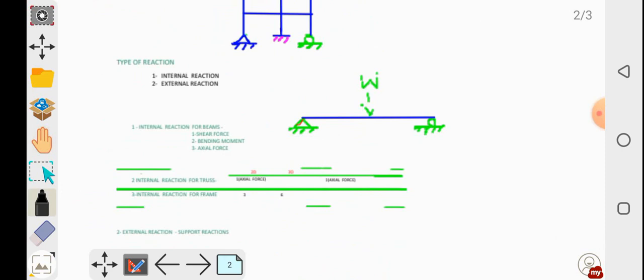One is internal reaction and another is external reaction. Now what are the internal reactions? Internal reactions are the reactions generated within the member, within the structural element, and are known as internal reactions.